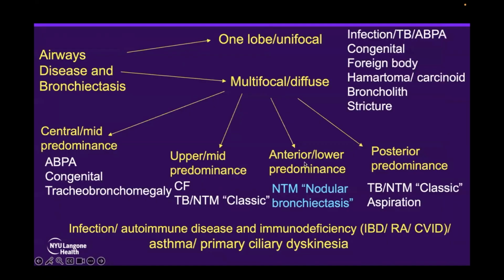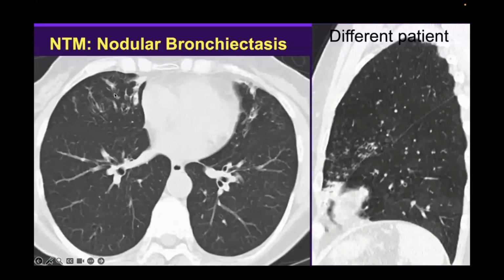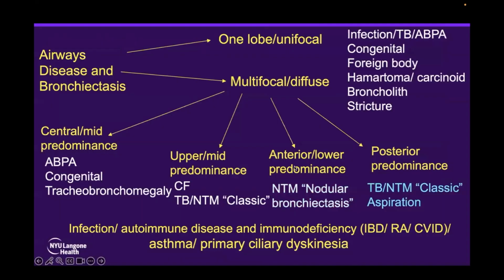In terms of anterior lung predominance, this is in the lower lung, and this is the nodular bronchiectatic presentation of NTM that we touched upon. And here is another example: anterior middle lobe and lingula, mucoid impaction, bronchial wall thickening, and dilatation, as seen on axial image and also anteriorly on the sagittal plane.